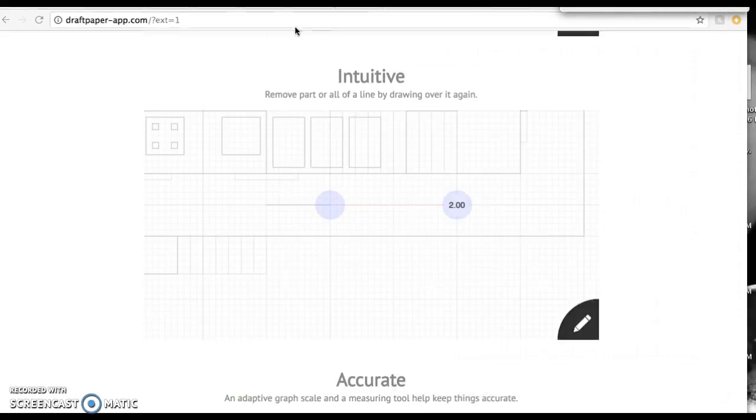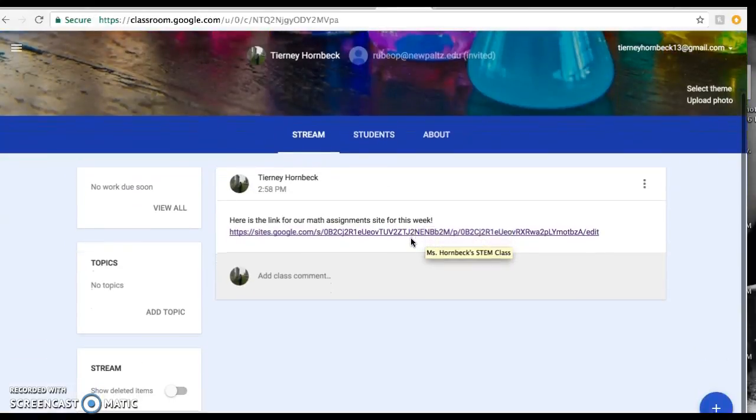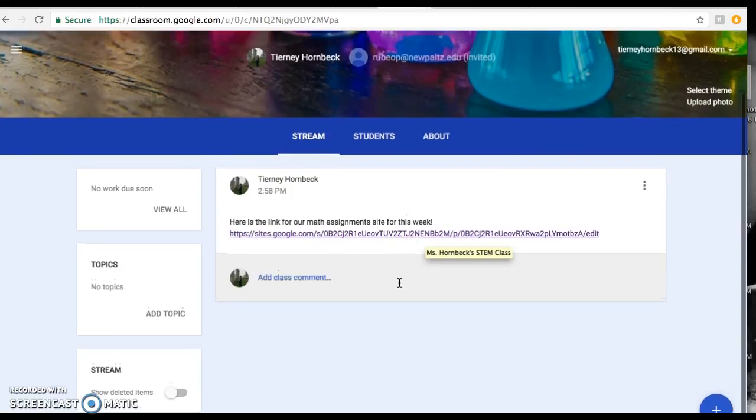So that is my blended learning unit. I will have them post their final floor plans to the Google Classroom when they're done with them, so they can share them, and I can check their math, and we can see how well they did and what we need to go over before we move on. So I'm pretty happy with how it came out.